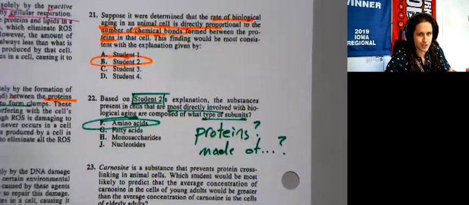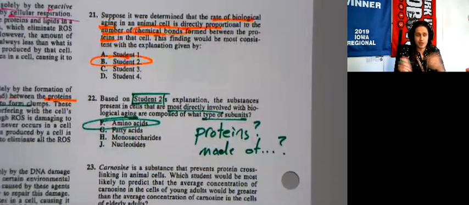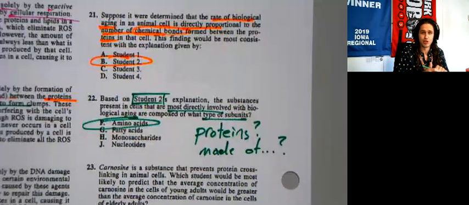So, good times. That's a prior knowledge question. You needed to know that. It doesn't give it to you anywhere in the text. 3 down, 4 to go, and then you get to try some on your own.